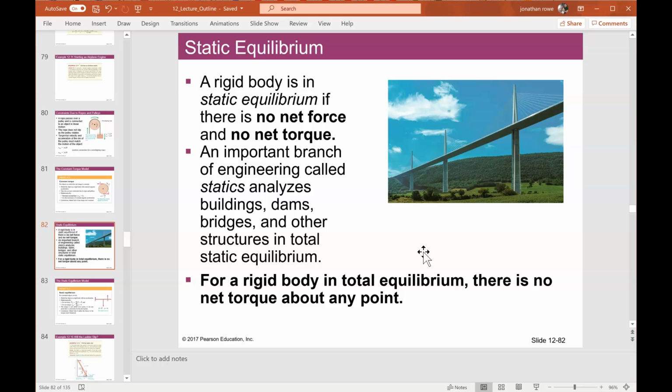Static equilibrium. Good stuff for mechanical engineers, architects, civil engineers. A lot of STEM people need to know about statics. No net force, no net torque. Sum of the forces, sum of the torques, both equal 0. Important branch of engineering called statics analyzes buildings, dams, bridges, other structures in total static equilibrium. I really enjoyed my statics class at Tech. It was all about what we just said. There is no net torque about any point in static equilibrium.